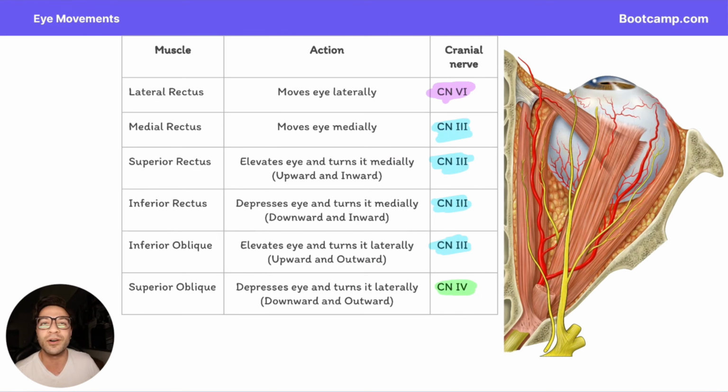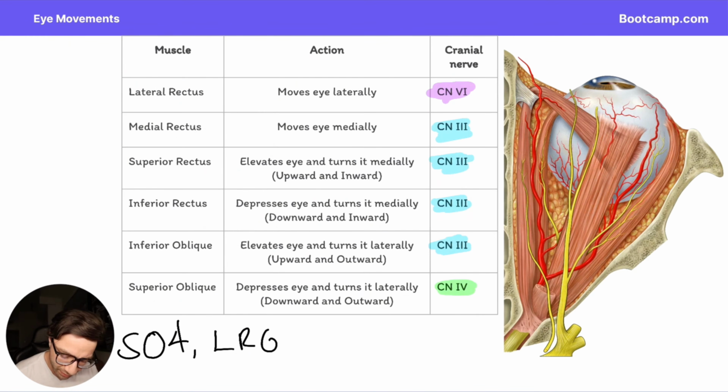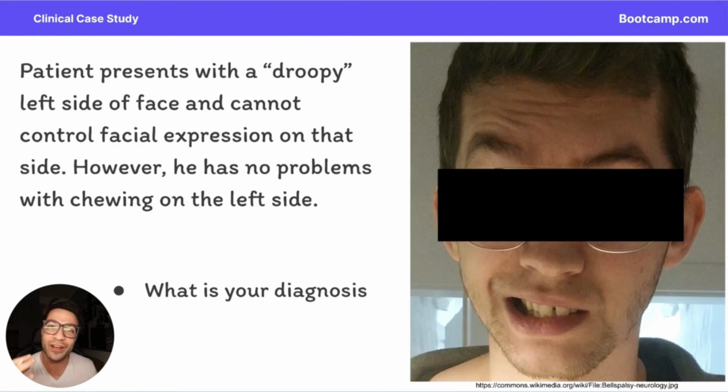Now, one way to remember all the muscles and the cranial nerves which innervate them is a little mnemonic, SO4 LR6 AO3. So let's write that out. We got SO4, or superior oblique cranial nerve 4, LR6, lateral rectus cranial nerve 6, the abducens, and then AO3. So all others are innervated by cranial nerve 3. So SO4 LR6 AO3.